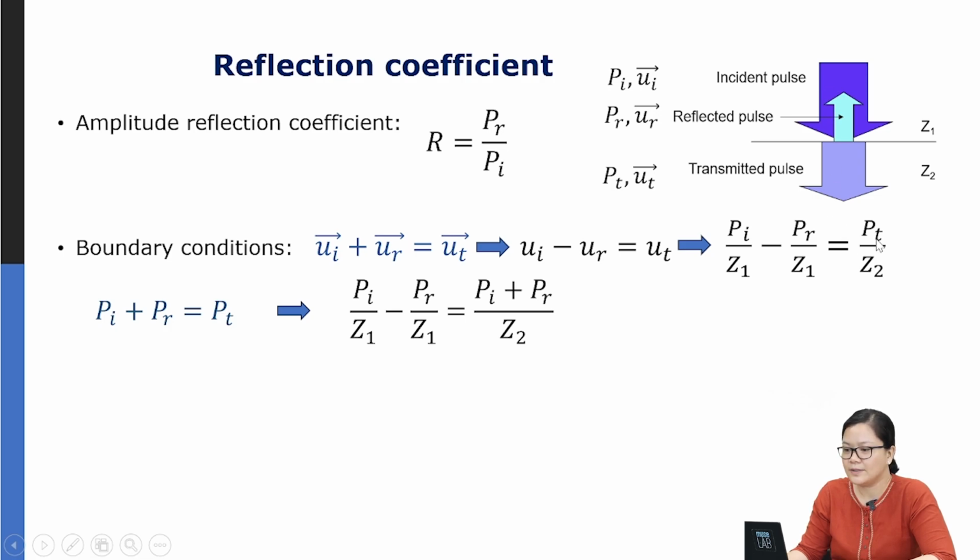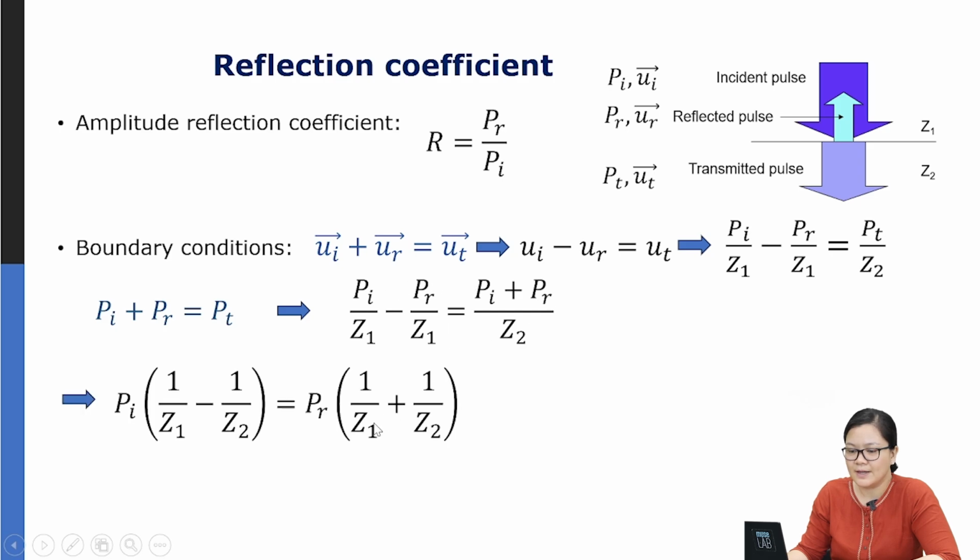And that would equal the pressure of the transmitted pulse divided by the impedance of the second medium, since the transmitted pulse is traveling in this second medium here. So then, if we use this boundary condition related to the pressures and plug it into the transmitted pressure here, we get this equation here. We just plug it in.